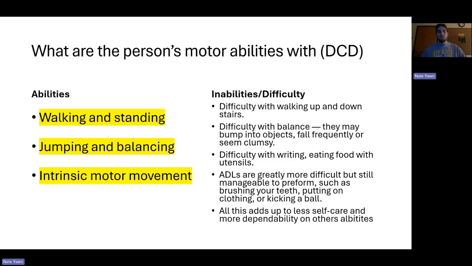This is often reported as a clumsy disease, with parents, teachers, and society saying that this kid is clumsy and is not doing things normally. What's wrong? ADLs are greatly more difficult, but still manageable. Like, they can brush their teeth, they can kick a ball, button up their clothes, but it takes a while and it's really difficult. It really does take a lot of brain power for them. All this leads to less self-care and more dependence on others in their life.